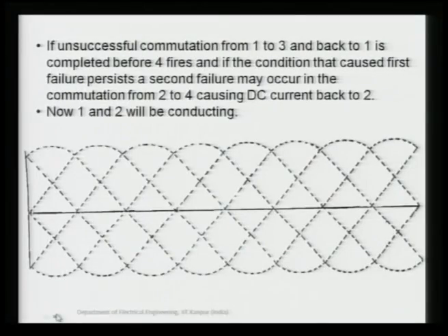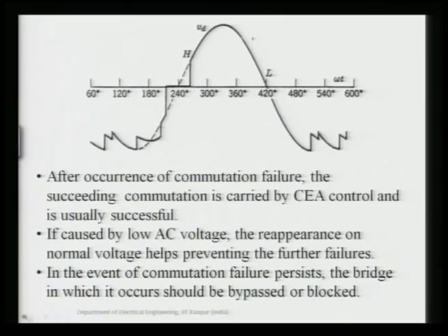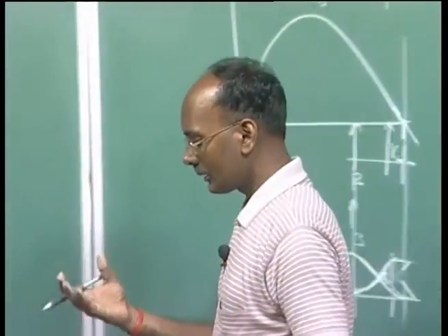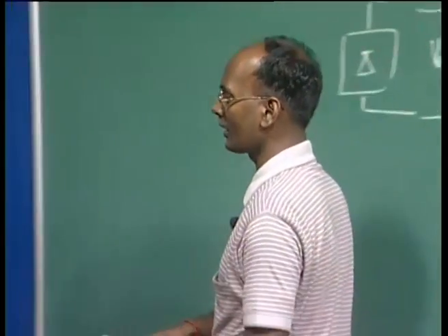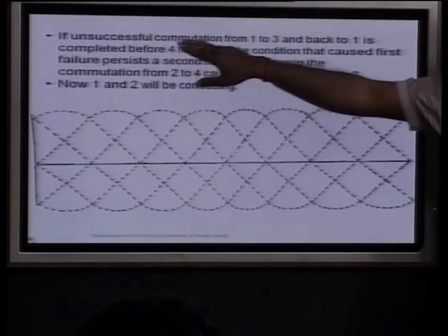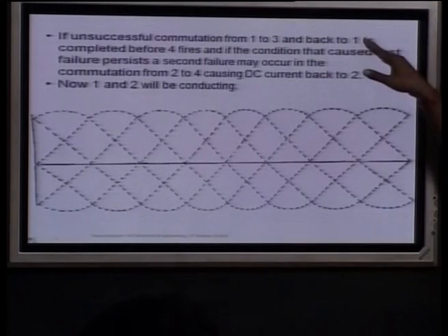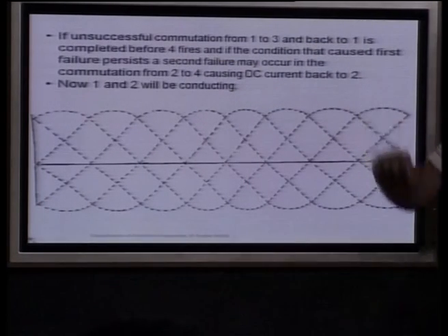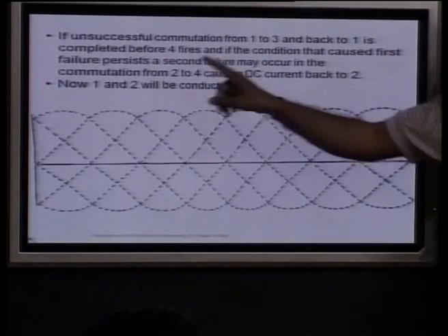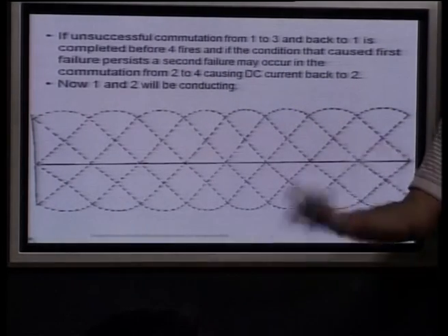Now let us talk about double commutation failure. The case which I am going to consider here is just similar to the previous case. Here it is said the unsuccessful commutation from 1 to 3 and back to 1 is completed before 4 fires. Just as I drew in the previous diagram, it was the case, and the condition is that the first failure persists and may cause the second one.